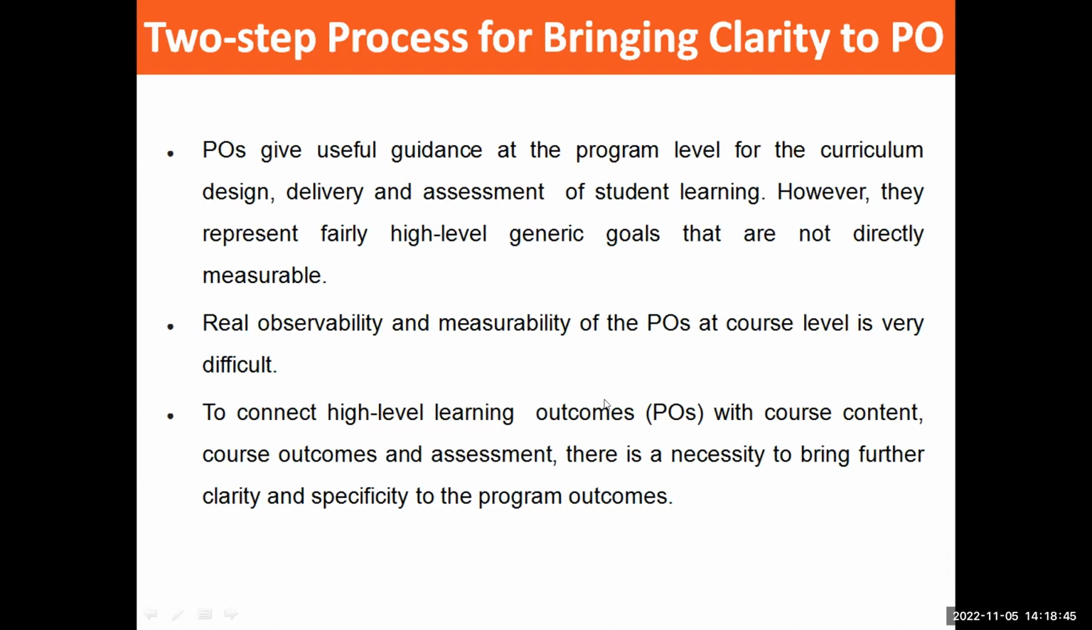Connecting this to the COs is essential, because POs can be attained through the COs only. So COs are basically the backbone, and if we define them and the mapping, it should be very clear. POs are very important terms, basically high-level generic goals that are not directly measurable. So how will we define them? The guidelines given by AICTE say that real observability and measurability of the POs is very difficult. So to connect the high-level learning, that is the POs, with the course content, why don't we have a two-step process of bringing clarity to the POs?